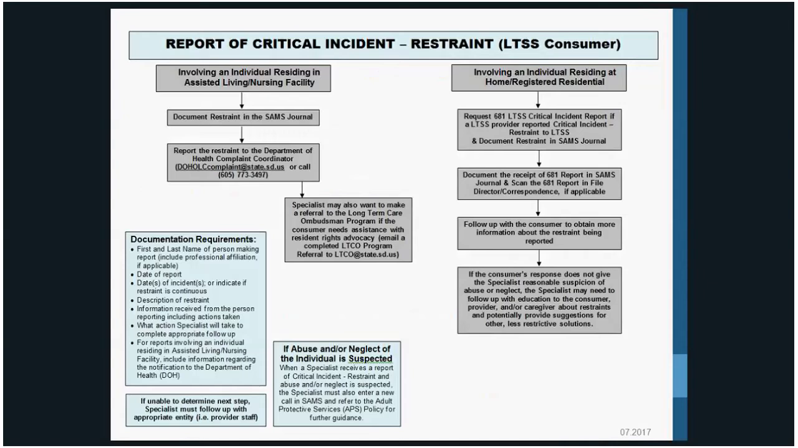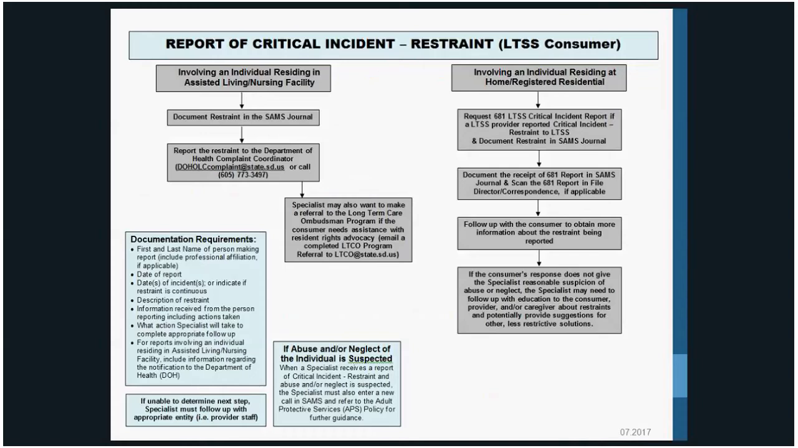There you see on the left side the email address and the phone number is listed there. That we ourselves as LTSS staff need to report these directly to DOH. And then down below that, you may also want to make a referral regarding these situations to the Ombudsman program.